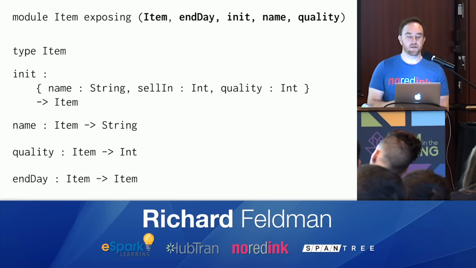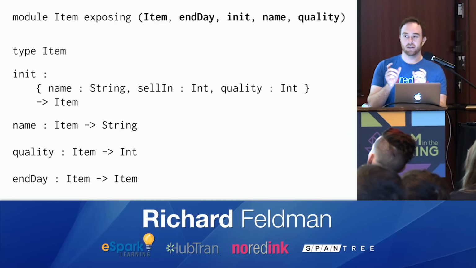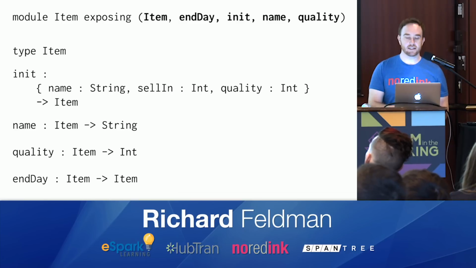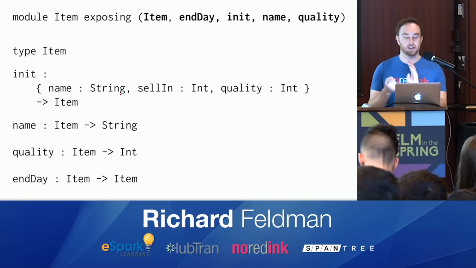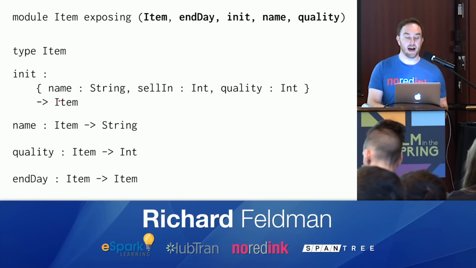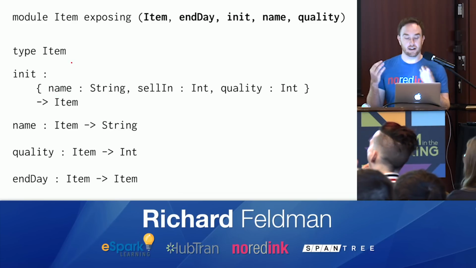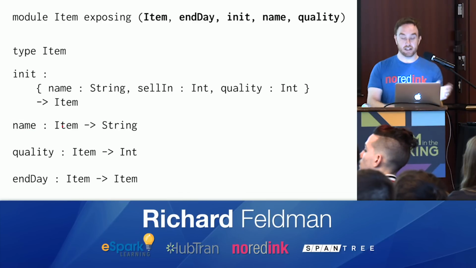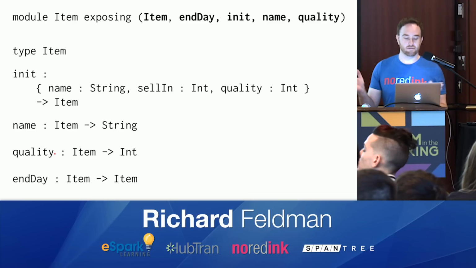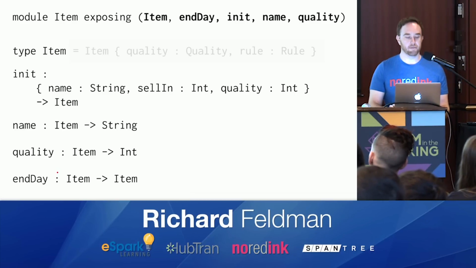Okay, so to sum up, this is where we ended up with the item module. We've got end day, which is the thing that transitions quality from one day to the next. We've got init, which is API compatible with the old way. Give me these three values, a string, an int, and another int, and I'll give you back an item. We're not exposing the internals of item. It is opaque to other modules, which means that we get to enforce all of our guarantees inside. We have ways for you to get the name, which is internally doing some non-trivial logic. We have ways for you to get the quality, which is very trivial. It's just saying quality.toInt. And we have the end day function to step between them.